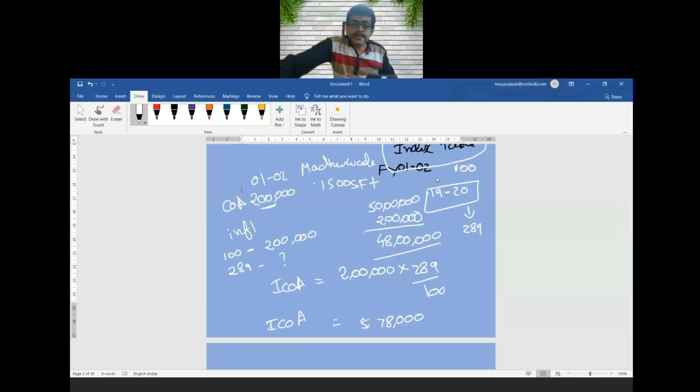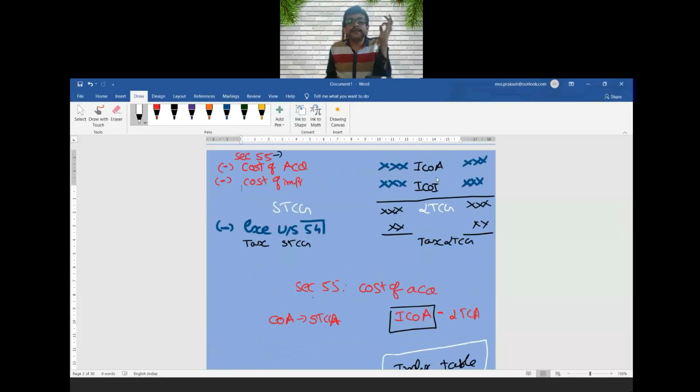So that is the reason whenever you are having a long-term capital asset, you should always calculate the indexed cost of acquisition. Clear? I hope this is clear. So cost of acquisition ante enti? First of all, what is the meaning of cost of acquisition? Cost of purchase. The cost at which you are purchasing is our cost of acquisition.